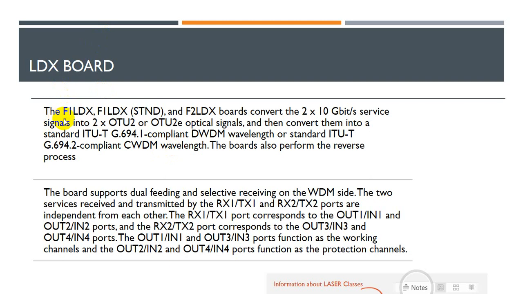So the LDX board converts two 10G service signals into 2 OTU2 or OTU2E. So it is like 2 to 2: 2 10G input, 2 10G OTN output. It supports dual feeding and selective receiving, which means you can have switching because it has two paths. In case you want switching, it can be achieved by dual feeding and selective receiving.